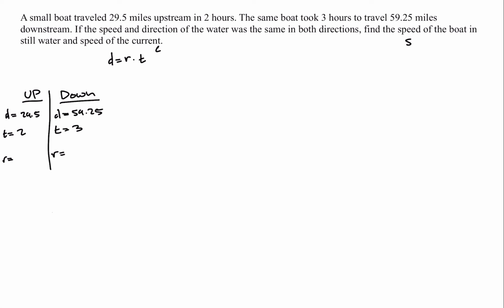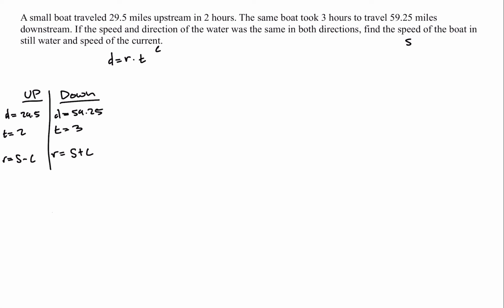Now, my rate would be the speed of my boat, and it's going to change depending on the direction. If we're going upstream, we're talking about the speed of the boat, but we have to subtract the rate of the current because we're fighting against the current. But if we're traveling downstream, then we're still going the speed of our boat, but we're no longer fighting the current, so we add the speed of the current because the current helps us rather than slows us down when we're going downstream.